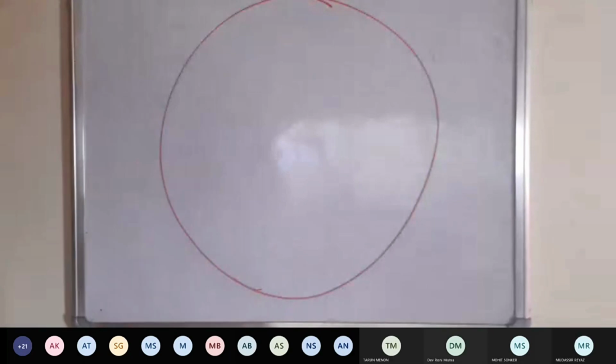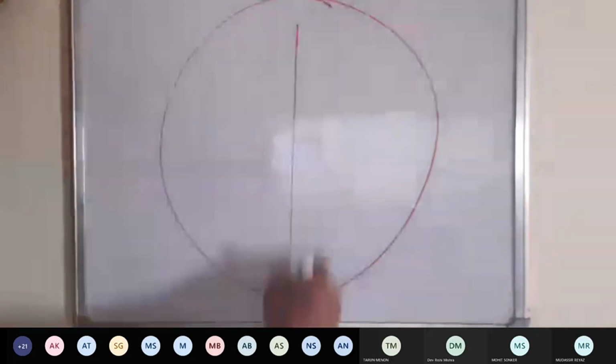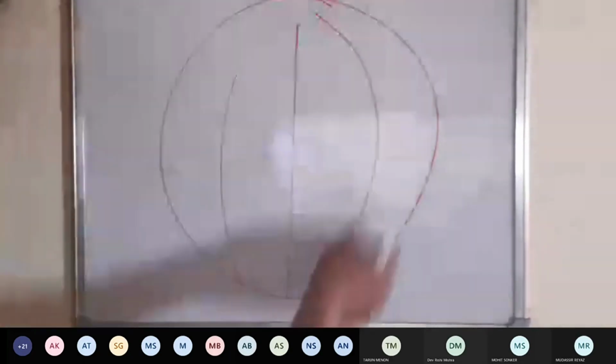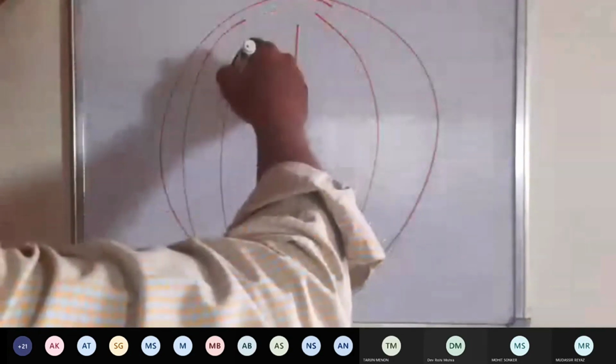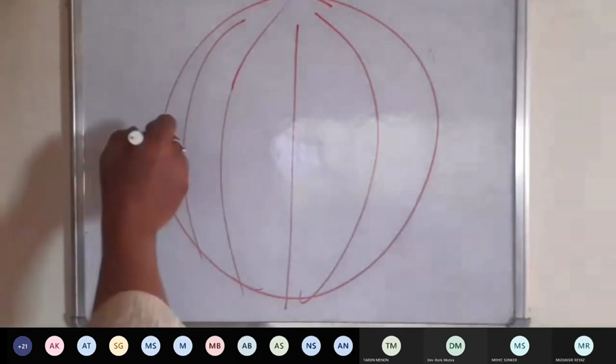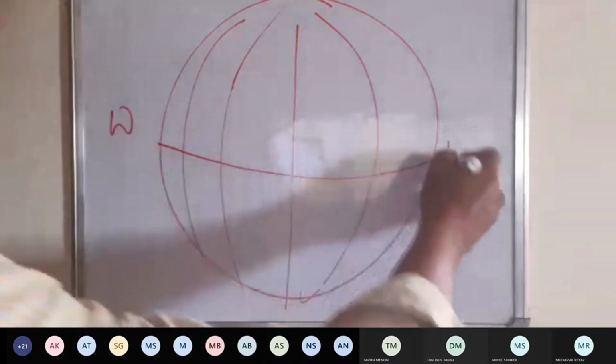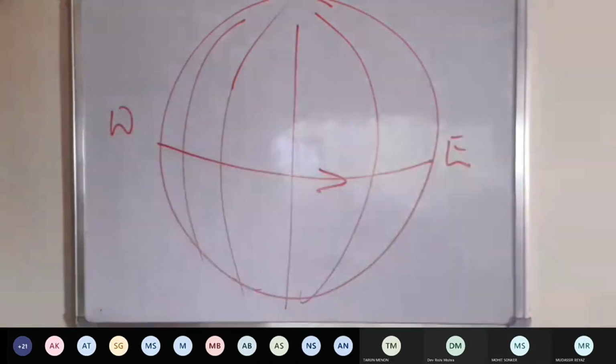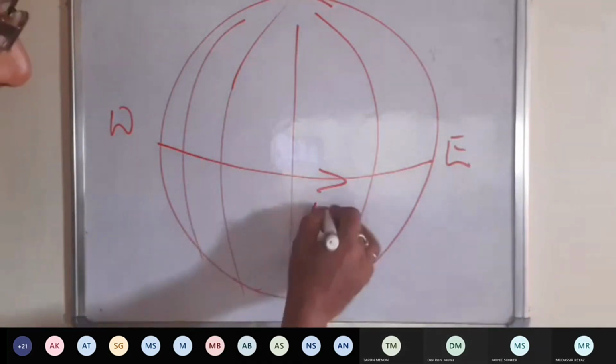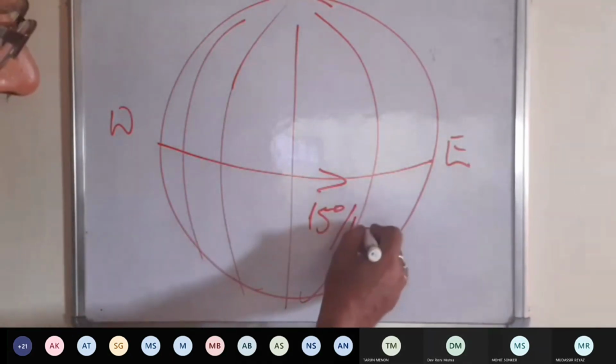Earth is like this. These are the longitudes that we are seeing. And this is the equator. From west to east, the Earth is moving like this. It is moving at the rate of 15 degrees per hour.